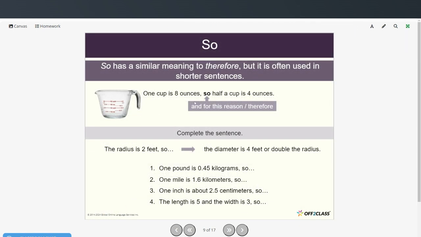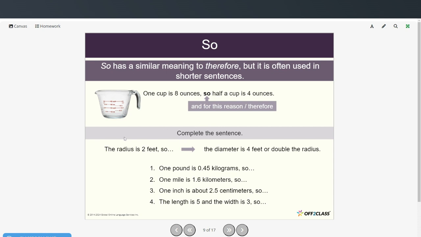Then using so has a similar meaning to therefore, but it's often used in shorter sentences. So 1 cup is 8 ounces, so half a cup is 4 ounces. You could also say and for this reason or therefore instead of so.